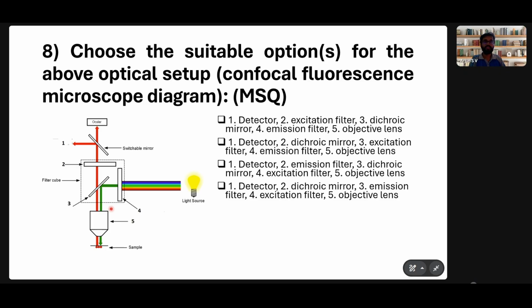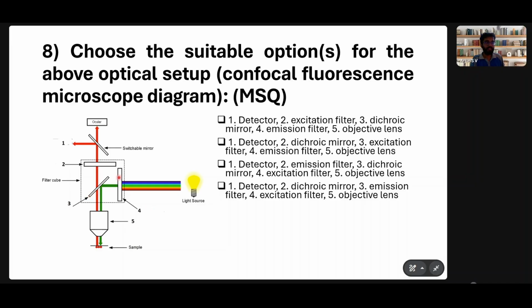Okay. Choose the suitable options for the above optical setup. It's a confocal fluorescence microscope diagram. Here we have 5 options, detected and all the samples, and we have to see which one corresponds to which option. As we can see, in all the options, option 1 is detector, which is not debatable at this point. So we have to find out what the other 2, 3, 4, 5 signify.